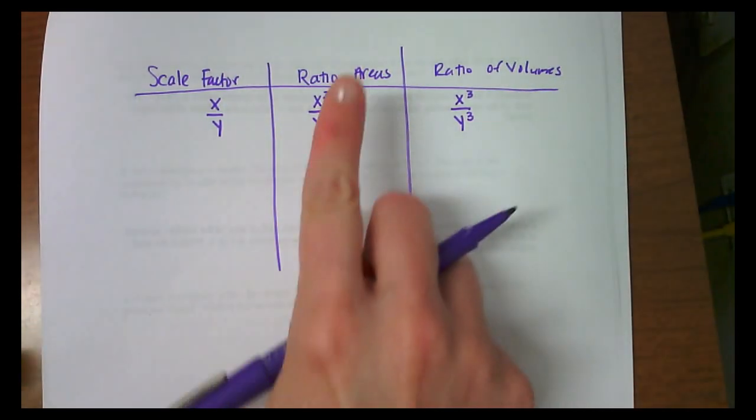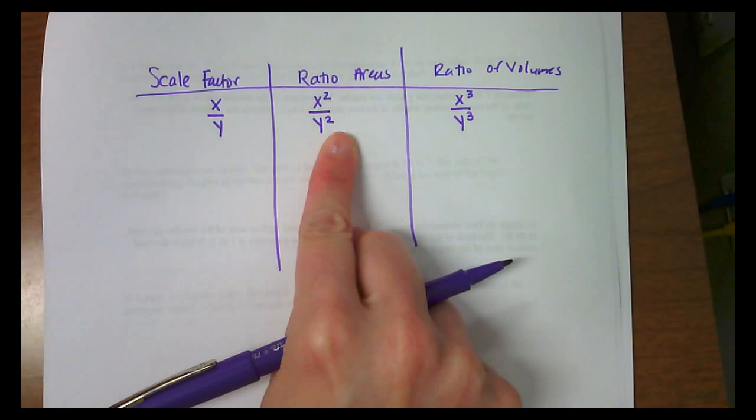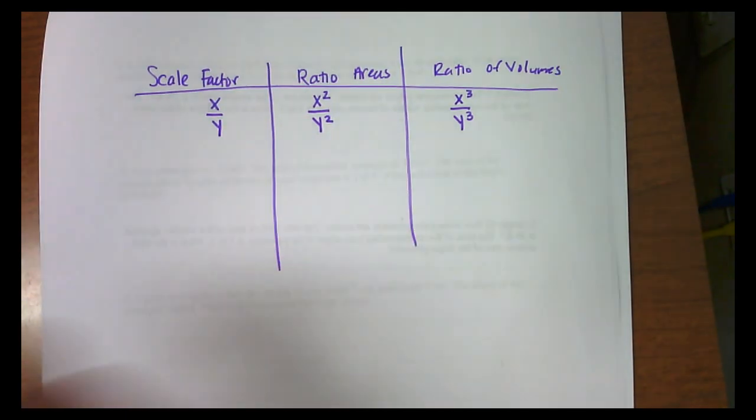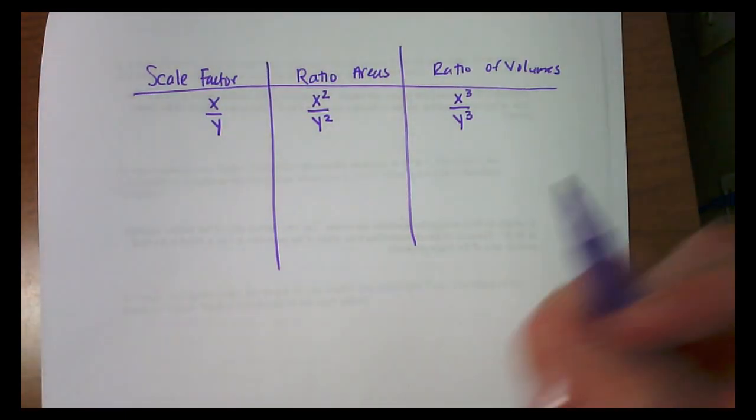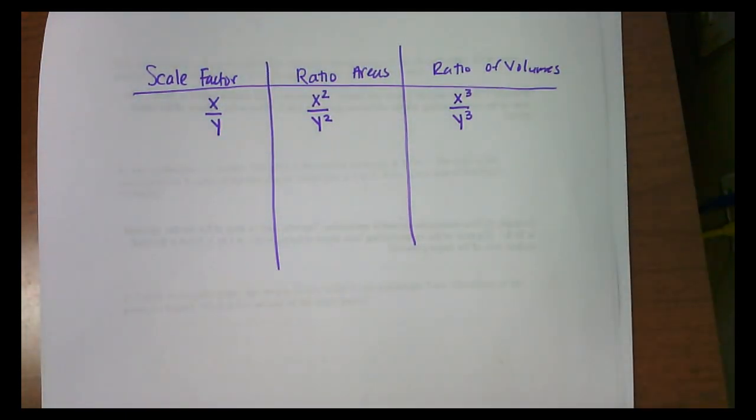Okay, this is because areas are two-dimensional, right? They're 2D. There's like a length and a width. We're coloring in a surface, okay? Volumes are 3D. They're solid shapes, right? They have 3 dimensions. Those are other ways you can kind of remember these things.